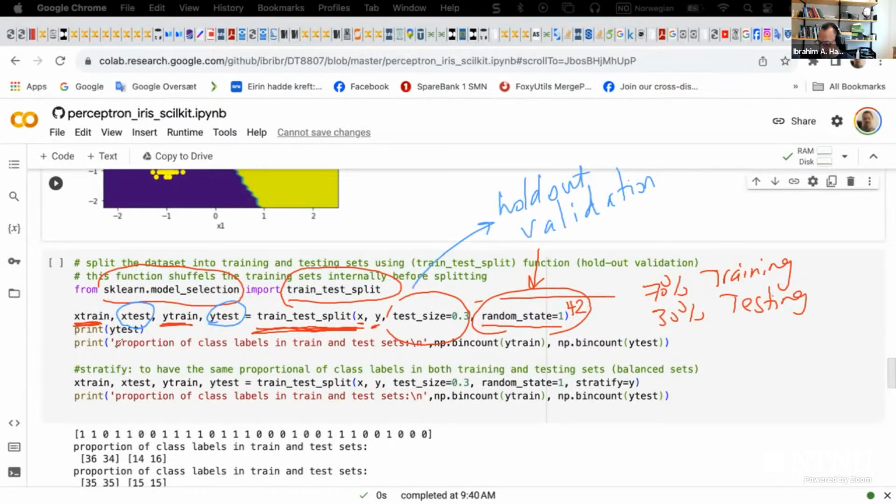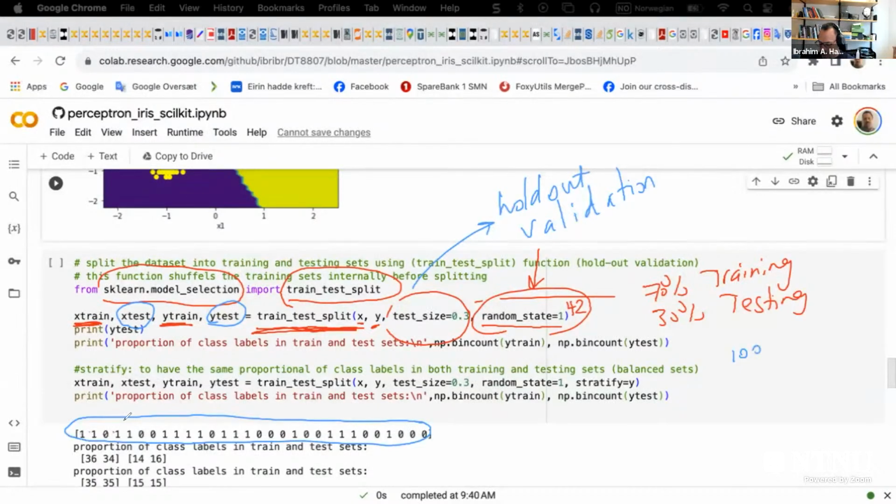So if you want to print, for example, y test, just to show you, it will be like 0, 1, 0, 1, 0. And the size of this one will be 30% of the total, right? Remember that we used 100 data points. 30% will be 30 data points. So this one should be 30.